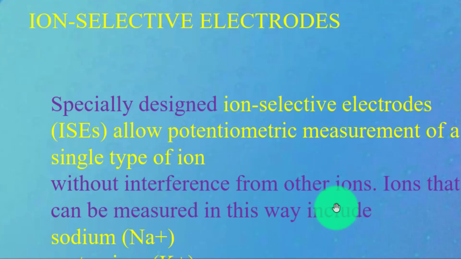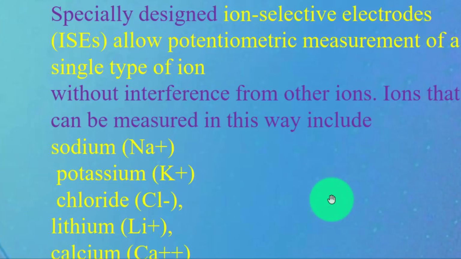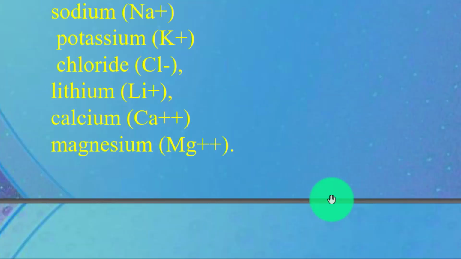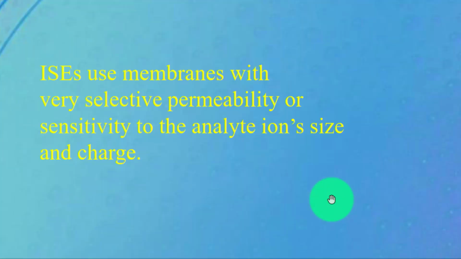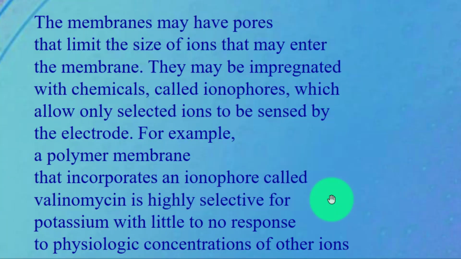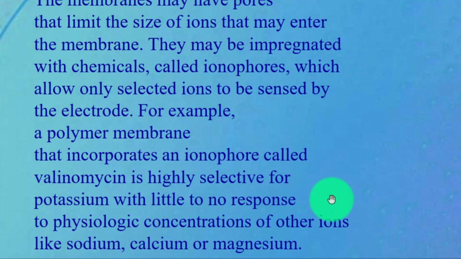Ion selective electrodes. Specially designed ion selective electrodes allow potentiometric measurement of a single type of ion without interference from other ions. Ions that can be measured in this way include sodium, natrium, Na, potassium, kalium, K, chloride, lithium, calcium, magnesium. ISE use a membrane with very selective permeability or sensitivity to an analyte, ion size, and charge. The membrane may have pores that limit the size of ions that may enter the membrane.